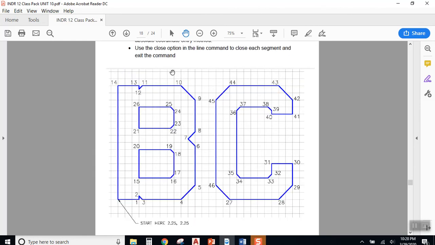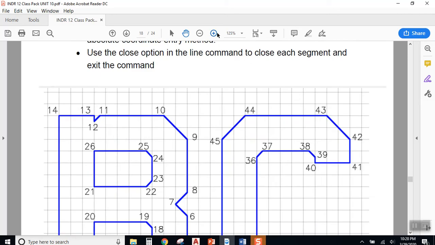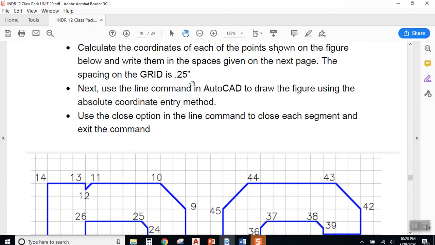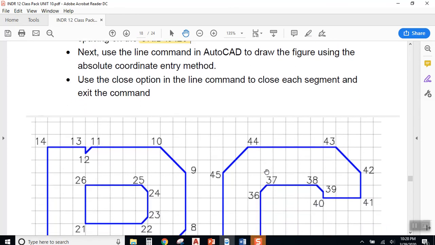Now, a couple of things to take note of. Just like in the last assignment, not all of the corners land exactly precisely on the grid. So that means you're going to need to do a little bit of calculating, right? So the instructions tell us how large the grid is. Okay. Your job is to figure out what is half of that 1/4 inch increment, and you're going to have to either add or subtract to find the halfway point between known lines on the grid.